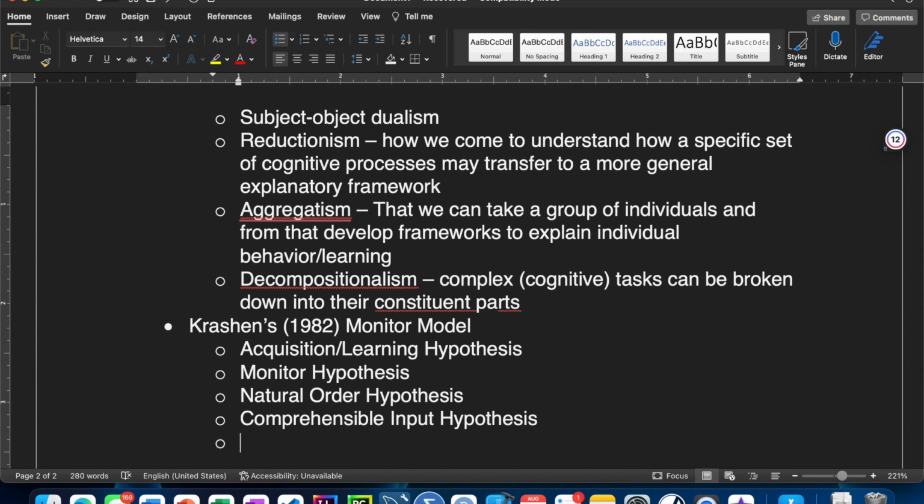The final part of the monitor model, and one that oftentimes resonates very well with novice educators, is this idea of the affective filter, right? And the affective filter is just saying, hey, internal emotional state, internal psychic state plays a role in language acquisition, and part of our job as educators is to lower that affective filter to create classroom environments where learners feel comfortable and safe so that they can make contributions and so that they can produce output, right?